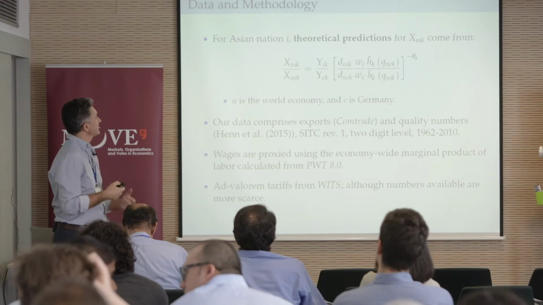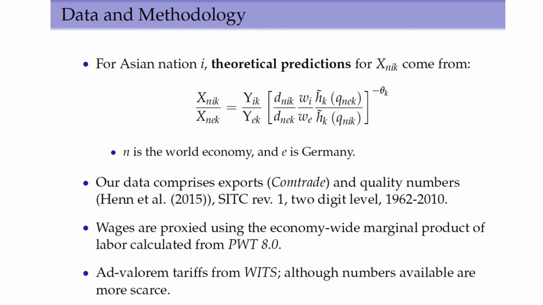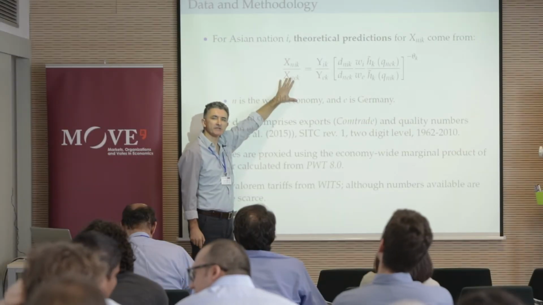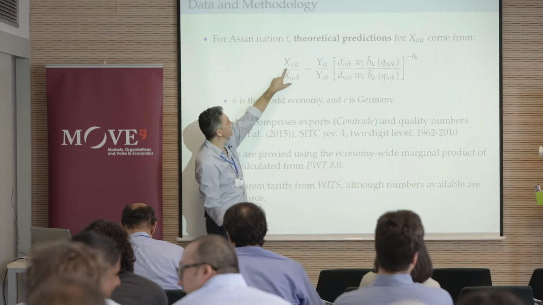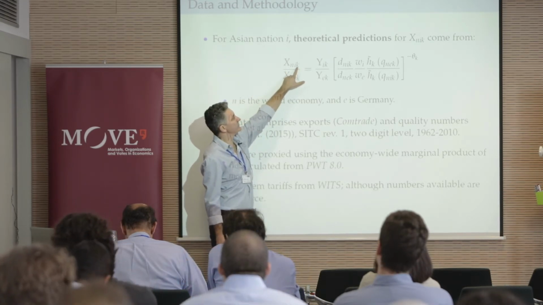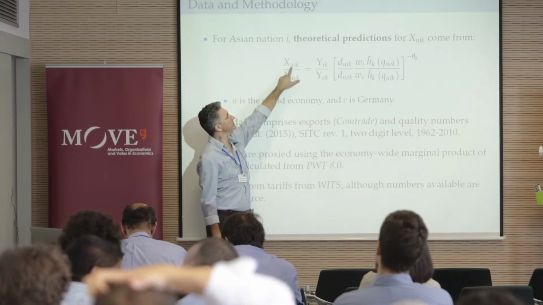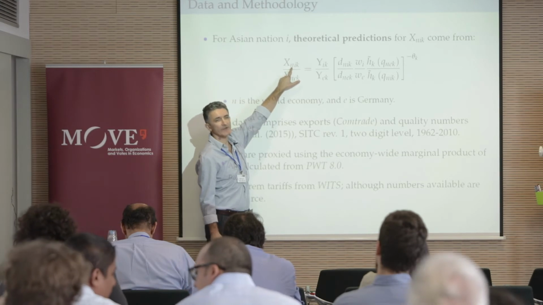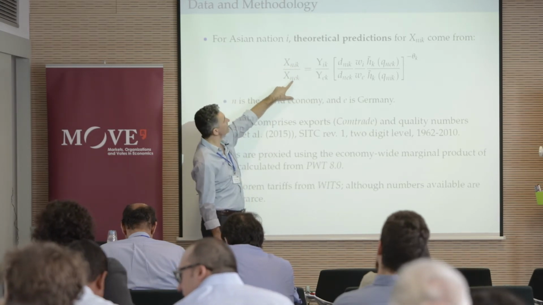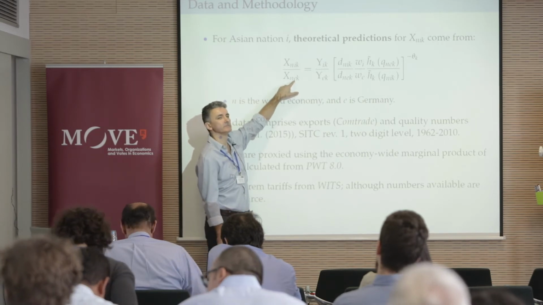All right. Next. So we use this. It's very easy to generate this expression to generate predictions. This gives me the exports related to sector K that go from origin country I to destination country N. This is relative to exports from other country E. E is going to be Germany.